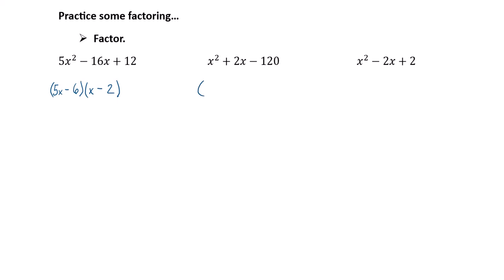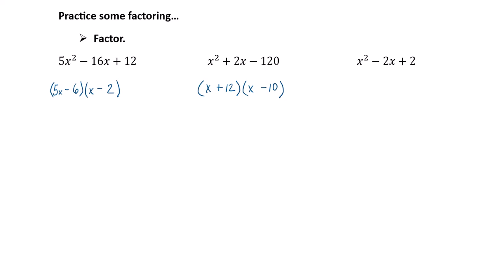Here, x squared plus 2x minus 120. I don't have any greatest common factor to take out. So I'm going to go ahead and break up my polynomial into these two parentheses. x and x makes the x squared, and I have a negative in front of the 120, so I know that I'm going to have a positive and negative. Since I have a leading coefficient of 1, I want to make sure I find factors of negative 120 that add up to be 2. And those numbers are going to be a positive 12 and a negative 10.